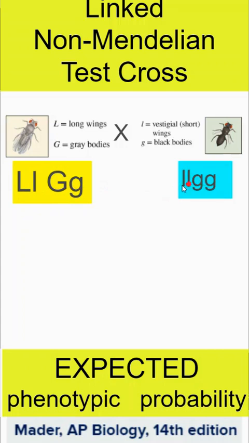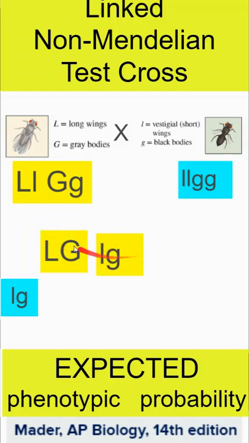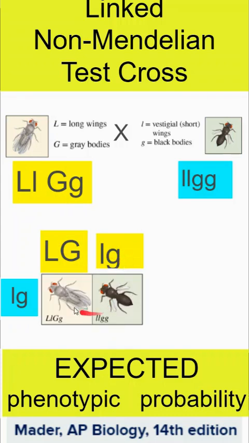However, when we start looking at linked non-Mendelian test crosses, we still have dihybrid, we still have the same genotypes. However, when these traits are linked, we are only going to end up with these two possibilities, because the L and the G are on the same chromosome and this recessive L and G are on the same chromosome. So we only end up with two possible phenotypes as expected for linked test crosses.